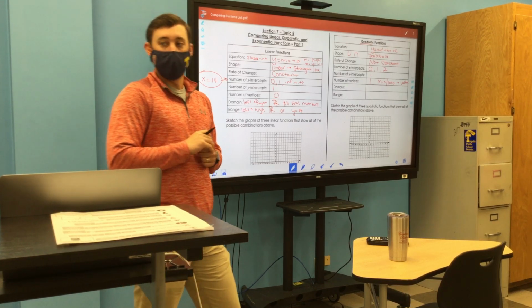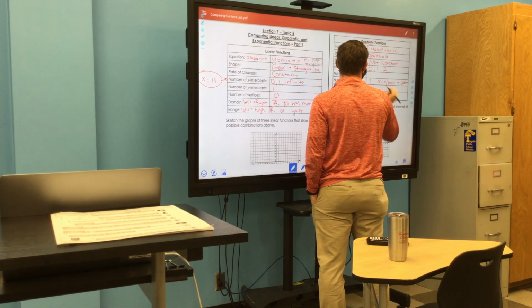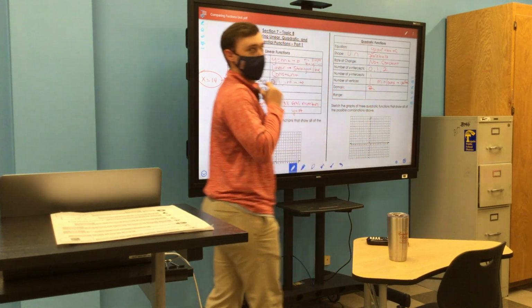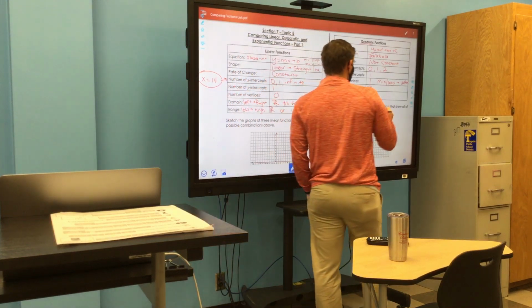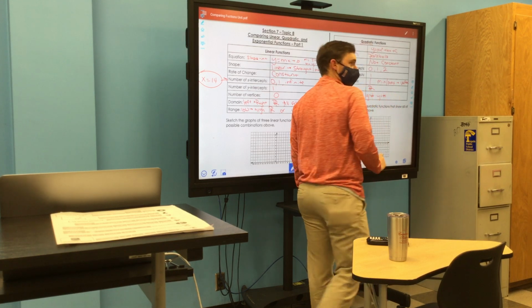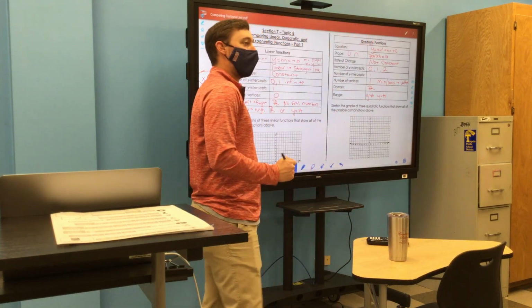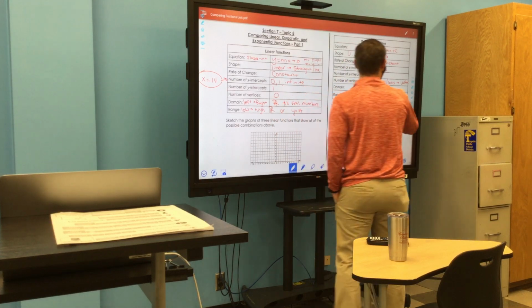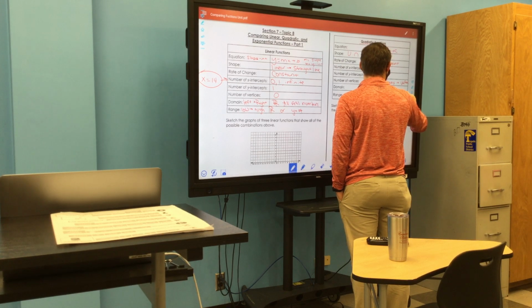Okay, the domain for quadratic functions will always be all real numbers. Okay, and then for our range, it can either be y is greater than a number or y is less than a number, some constant number. Okay, and that number is always going to be the y value of your vertex.